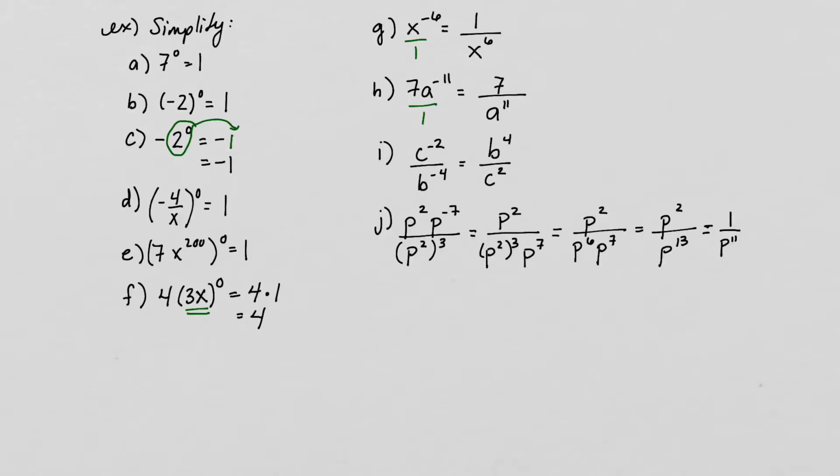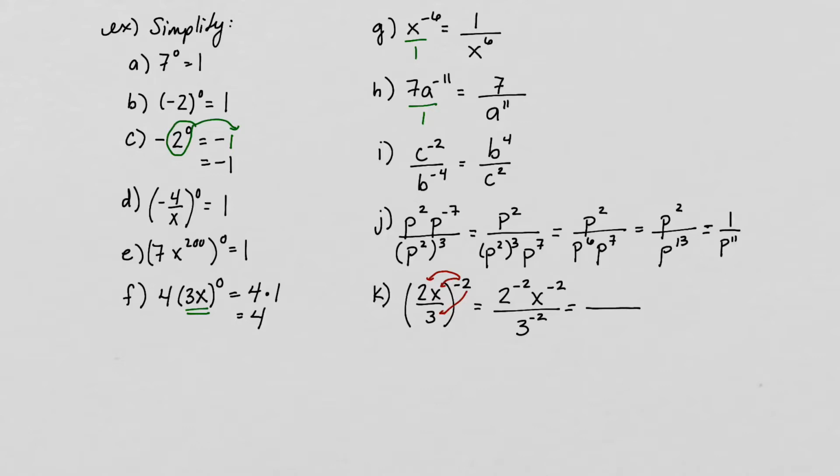Let's see. What about k? So 2x over 3 all to the negative 2 power. Remember from the last video, I need to distribute this negative 2 to each of these pieces. So this is going to become 2 to the negative 2, x to the negative 2, all over 3 to the negative 2.